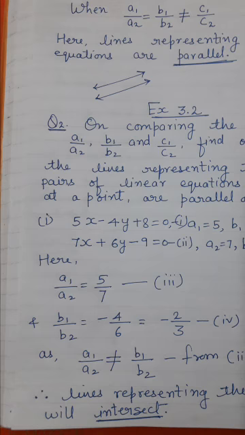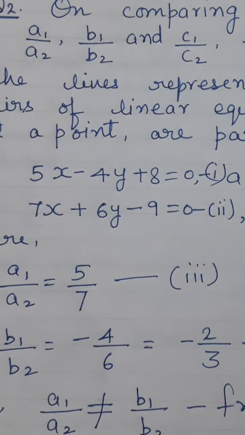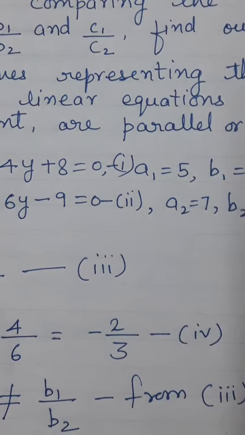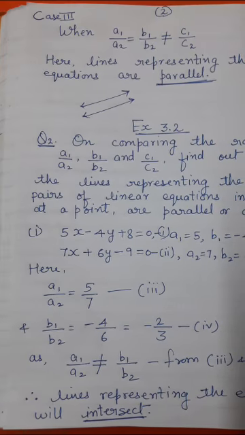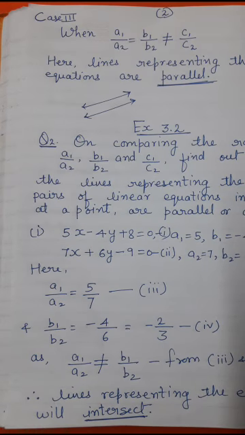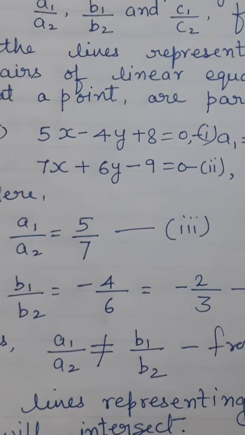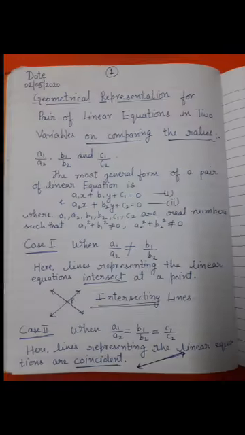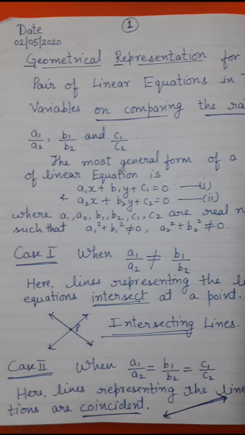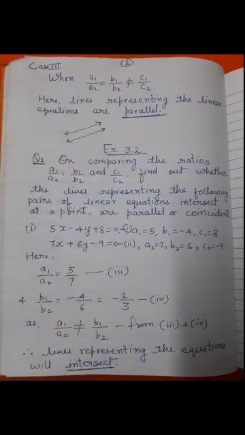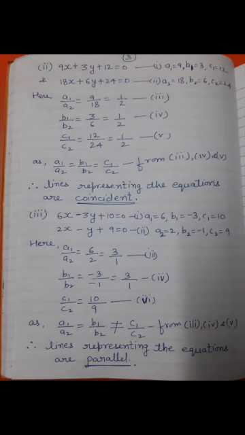Okay, now see here, a1 by a2 we are getting 5 by 7 and b1 by b2 we are getting minus 2 by 3. From third and fourth equation you can see that a1 by a2 is not equal to b1 by b2. It means this is case first. When a1 by a2 is not equal to b1 by b2, the lines are intersecting. See here, the case first: a1 by a2 is not equal to b1 by b2. In this case, the lines intersect. Now, after this, we are coming on its second part.